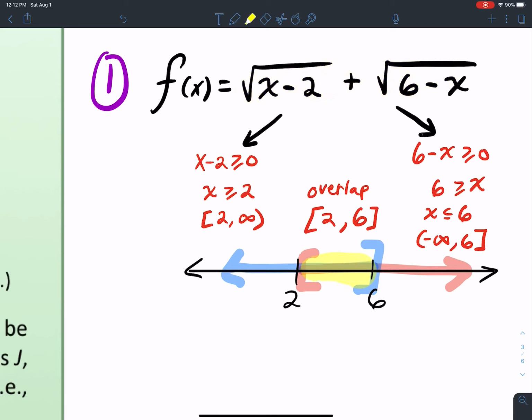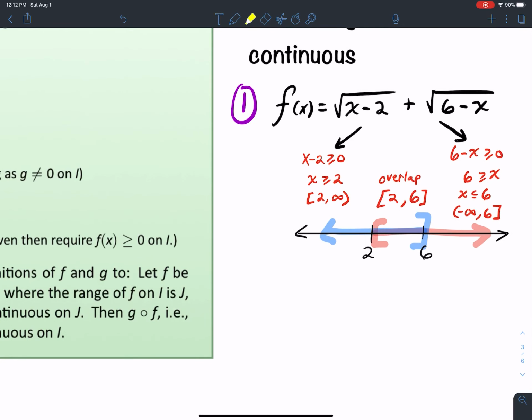Anything outside of here, it only works for one of them. So it's got to work for both of them, right? If it doesn't work for both, then you're kind of stuck. So it only works for both from 2 to 6 here. And therefore, that's where the function is continuous, from 2 to 6.